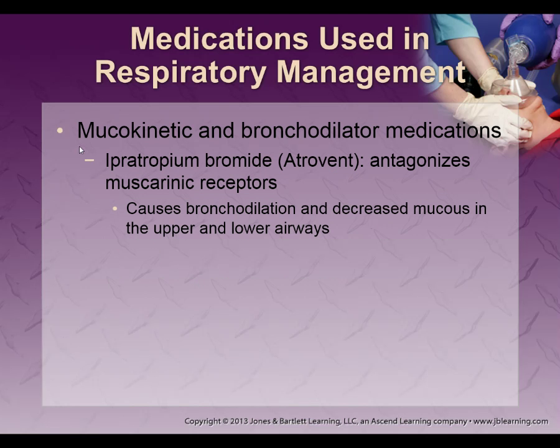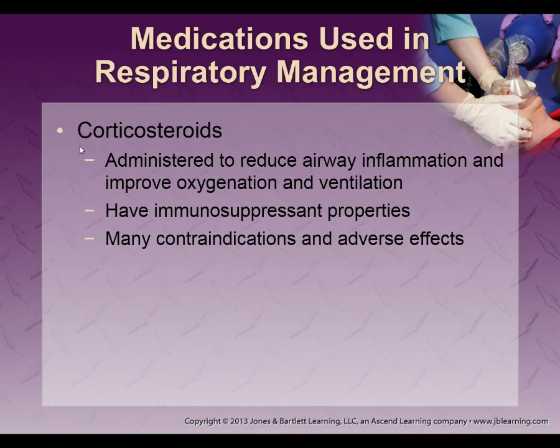Mucolytic and bronchodilator medications: Atrovent, which is another one of those medications you had, ipratropium, antagonizes those mucus producing cells, and it helps thin out mucus, decrease the production, and allow more air to go in through the airway. Steroids are another thing.